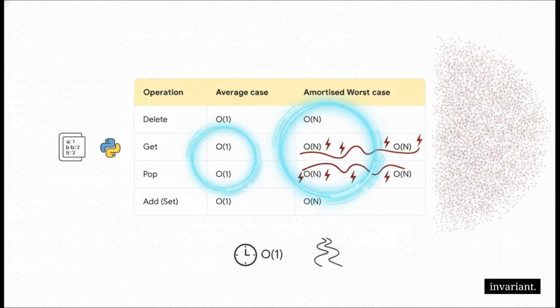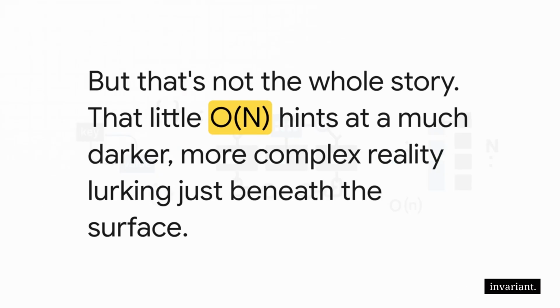And of course, here's the chart to prove it. We've all seen this table, right? Getting an item, adding an item, deleting one. The average case is O of 1. Constant time. It shouldn't matter if your dictionary has 10 items or 10 million items. In theory, the lookup takes the same tiny amount of time. It's basically magic. But that's just not the whole story.